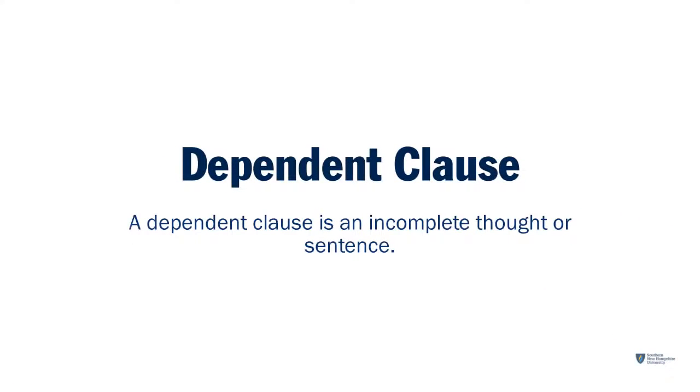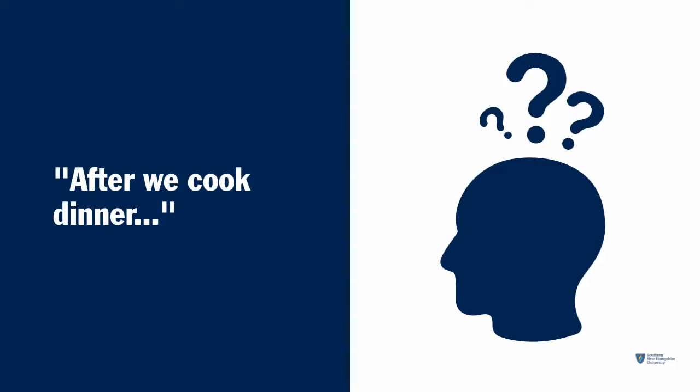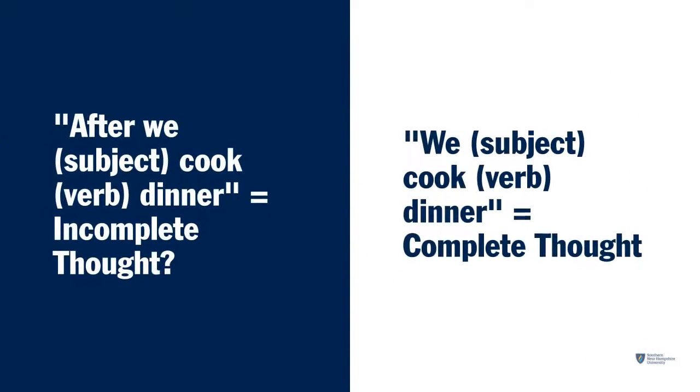On the other hand, a dependent clause may have a subject and a verb, but it does not express a complete thought on its own. "After we cook dinner" is not a complete thought. It is a dependent clause. It leaves the reader wondering, what will happen after we cook dinner? It does have a verb, cook, and a subject, we. In fact, if we remove the word after, we are left with a complete sentence, "we cook dinner."